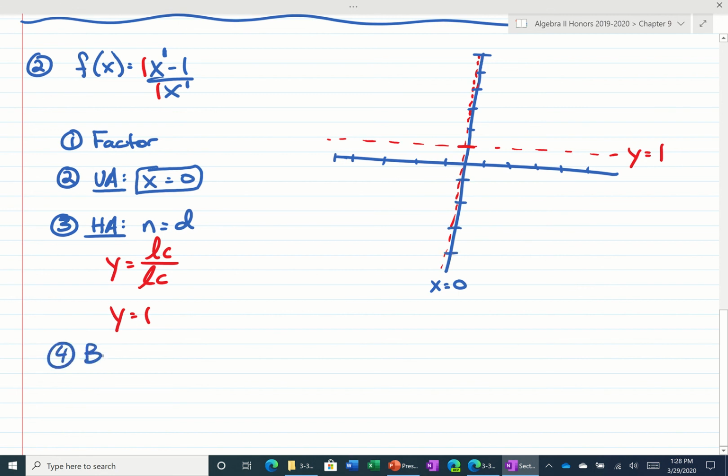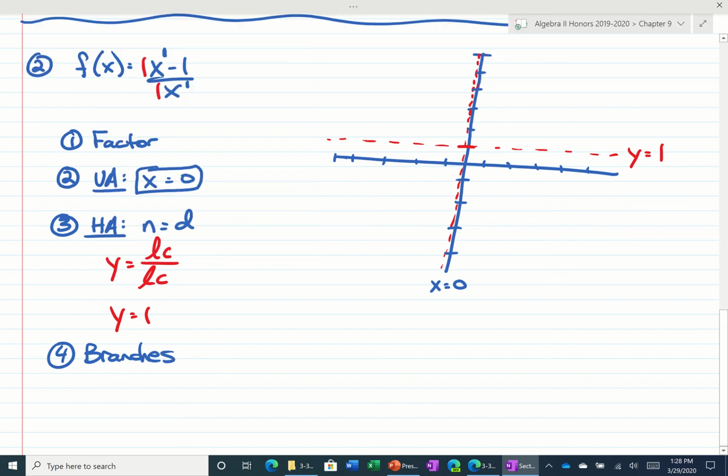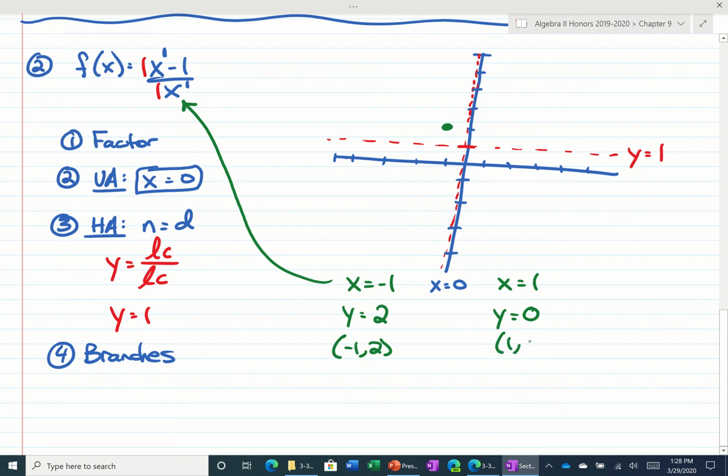For our fourth step, to get the branches, we're going to pick points to the left and right of each vertical asymptote. Sometimes there could be more than one, but in this case, there's just one vertical asymptote. So I'll pick a point to the left, -1, point to the right, 1, and I'm going to plug those in. And if we plug in -1, we would get y is equal to -2 over -1, which is just 2. So the point (-1, 2) is on the graph. If I plug in 1, y would be 1 minus 1 is 0. 0 over 1 is still 0, so the point (1, 0) is on the graph.